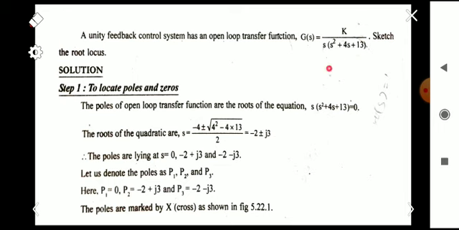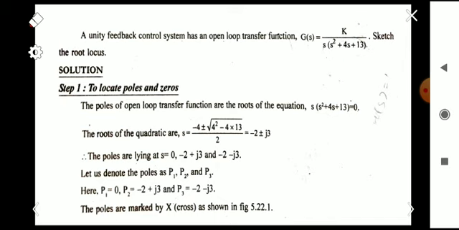By observing this figure, we understand that only poles are there. There are 3 poles and there are no zeros here. So it is a system with 3 poles, because the highest power of s will be, if you multiply this s internally, s cube. So there will be 3 poles, and no zeros.